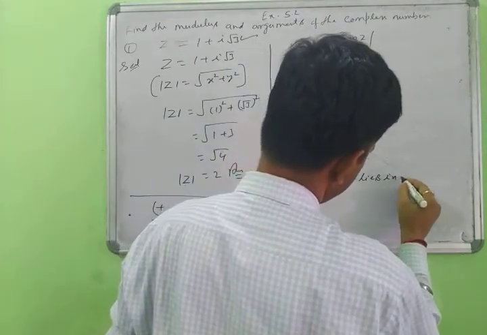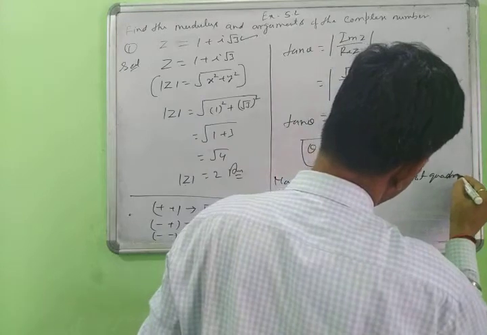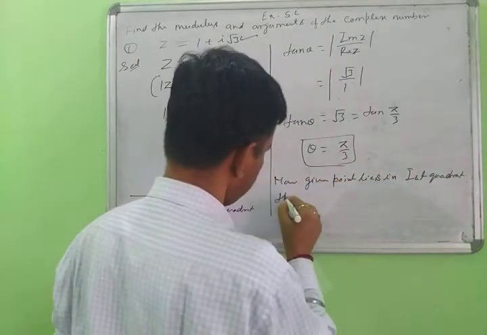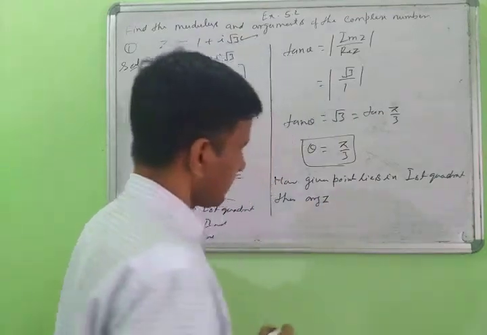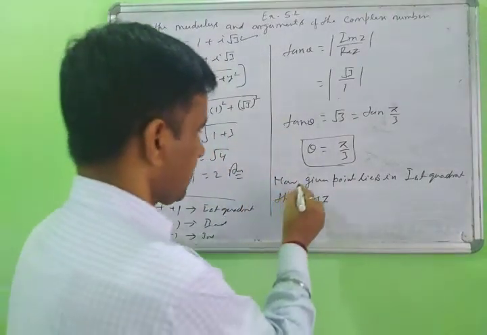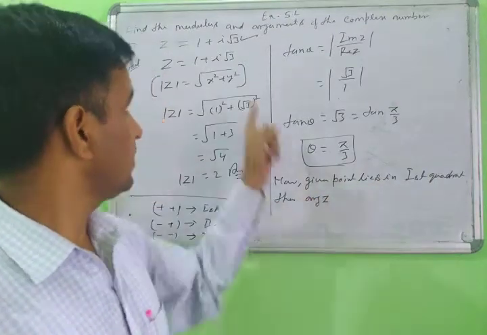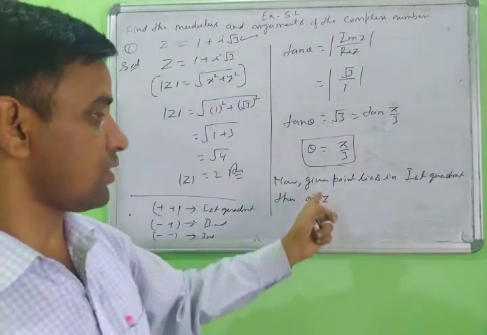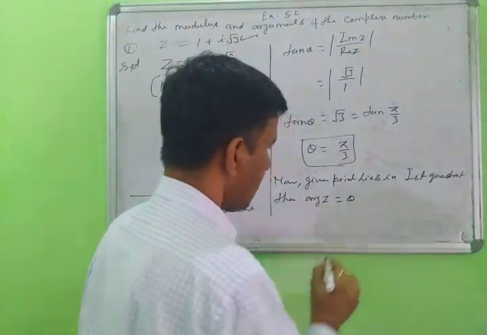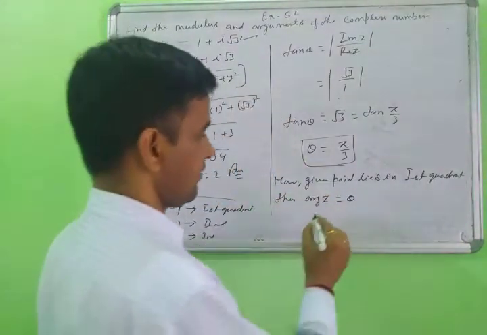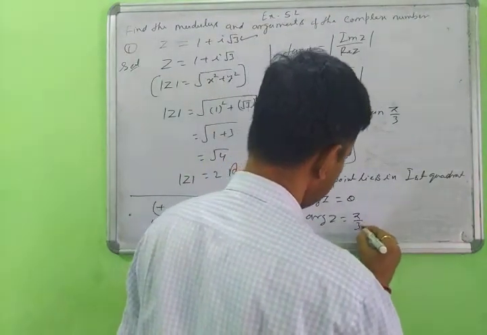Given points lie in the first quadrant. Both are positive in this first quadrant. Then argument z equal to theta. And what is the value of theta here? Pi by 3. Then you can say the argument z equal to pi by 3.